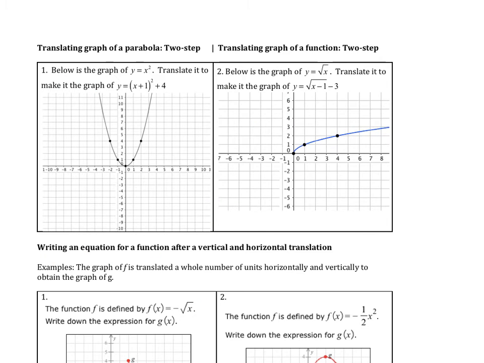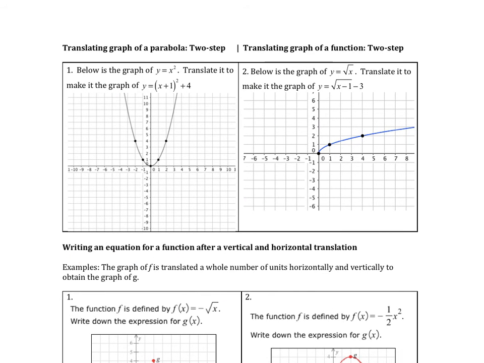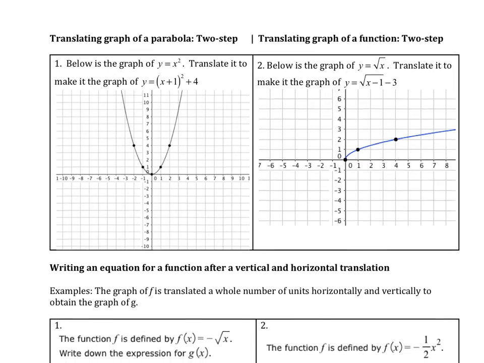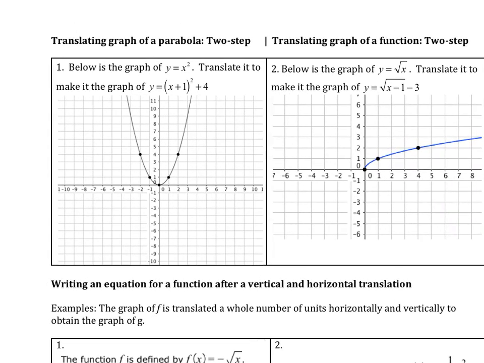In the next couple examples, we're going to translate a parabola in 2 steps. So basically all it's doing is combining the horizontal and the vertical translation. So we're going to be doing 2 things in one. So first we have an x plus 1 on the inside, and that tells us that's a horizontal translation. Remember, that tells us to move left 1. We also have a plus 4 on the outside, which is a vertical translation, and that tells us to move up 4.